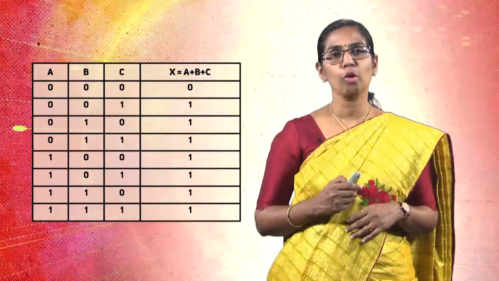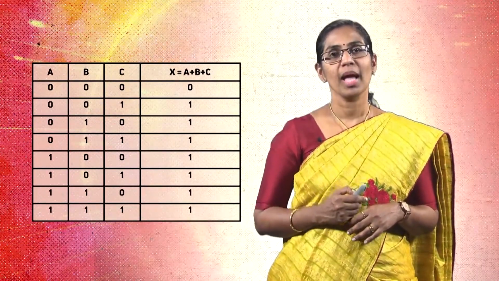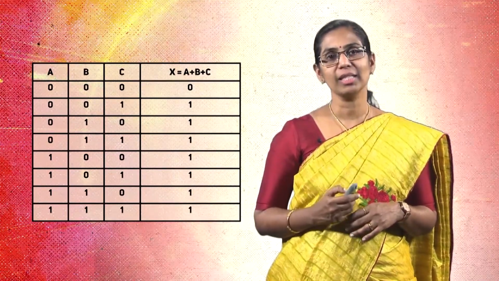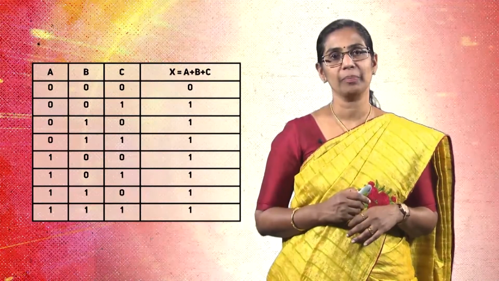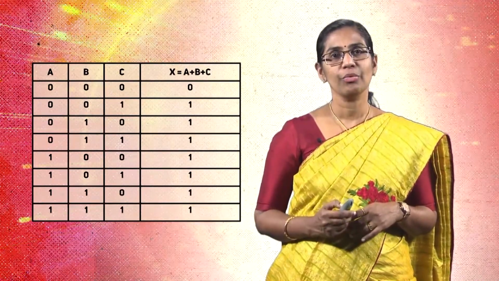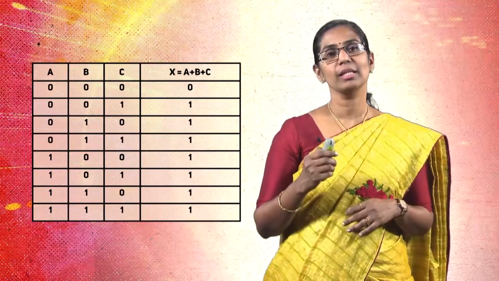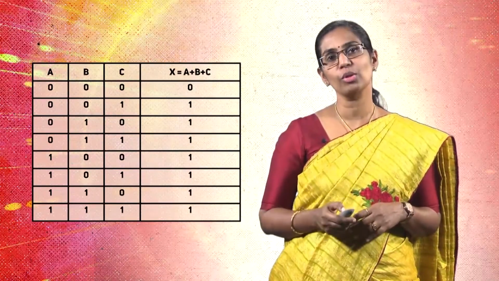Now observe the output column. Only the first row results with 0. As all its input signals produce 0, all other cases produce a high or 1 output signal. Here you can see from the second row till the last we get 1 output, but in the first row all inputs are 0 and the result is 0.